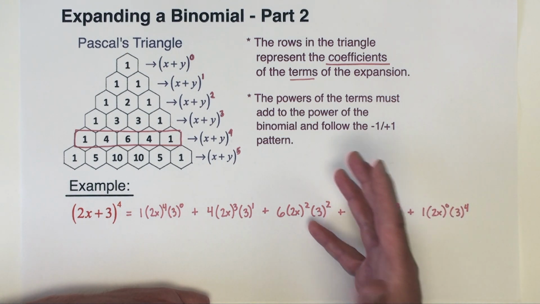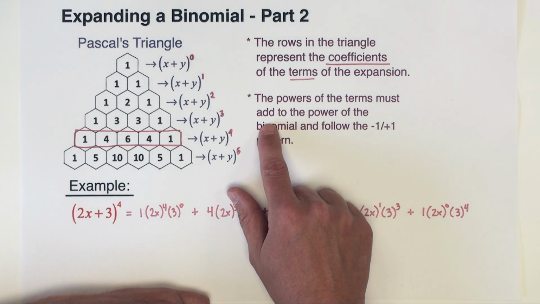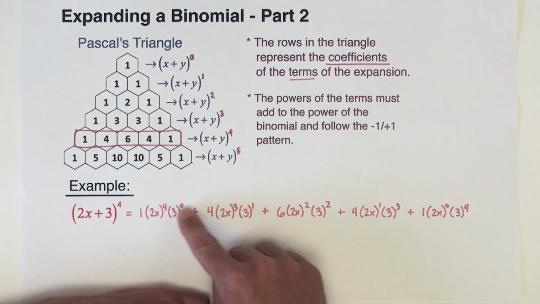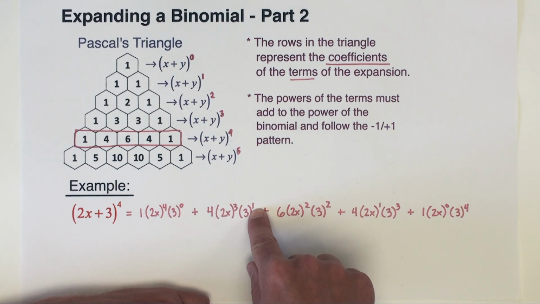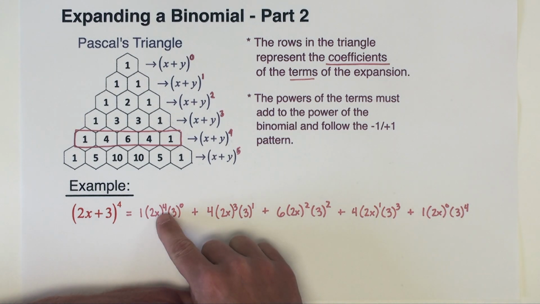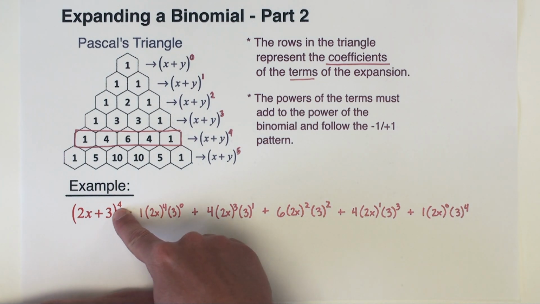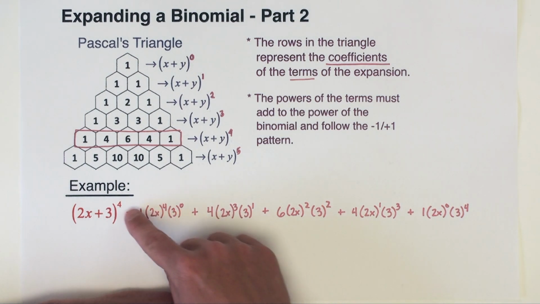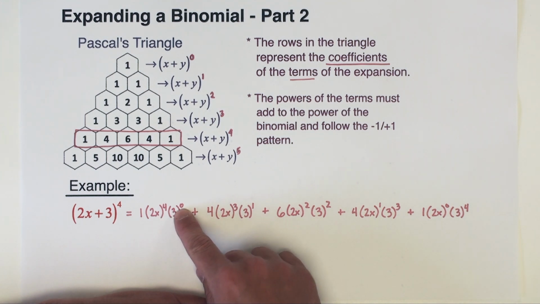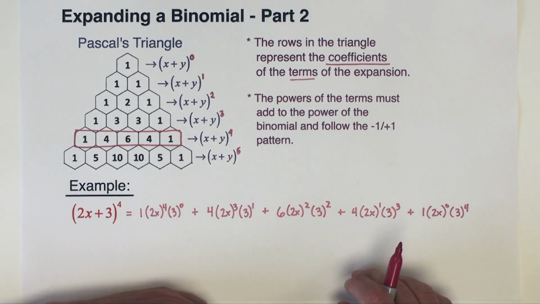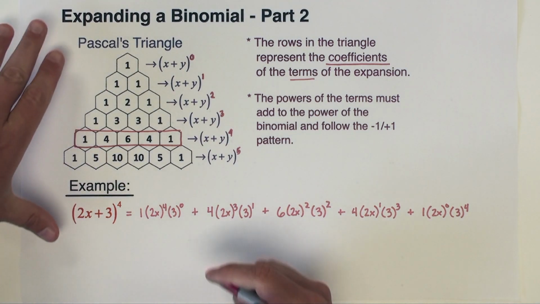So the powers of the terms have this minus 1, plus 1 pattern where I'm taking one away and adding it to the other exponent. Also, the powers of the terms here, 4 and 0, 3 and 1, 2 and 2, etc., those powers add to 4. So basically, always start with the power you see and 0, and then just adjust them by minusing and plusing 1. Okay, now let's simplify this so we can finish this up real quick.